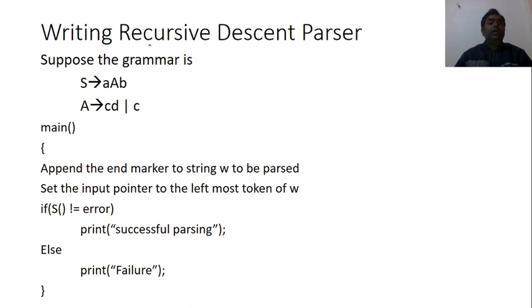Now the topic is writing a recursive descent parser. Suppose the grammar is S derives to A A B, A derives to C D or C. Here you can see that there is a left factoring, but it can be solved when I am writing the program for this recursive descent parser. But if the production was like this one, C D or C, then it will create a problem, because here C and C are the variables.